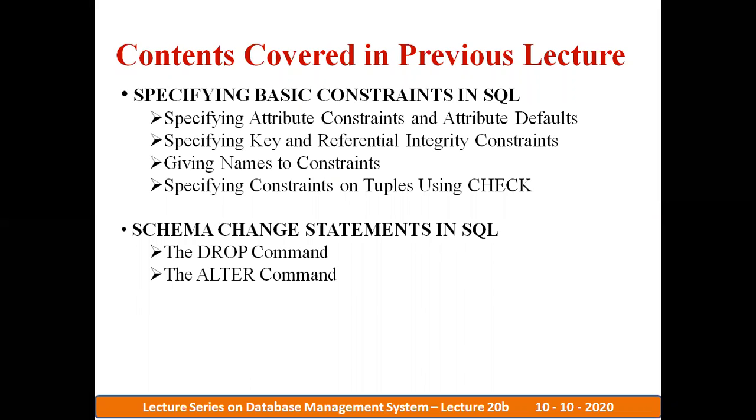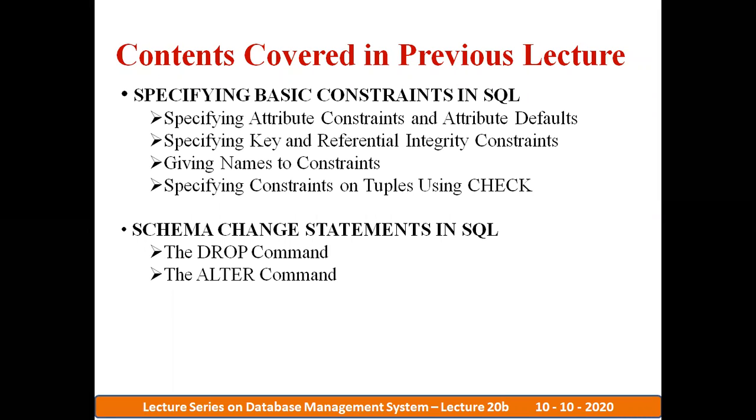Now, in the previous video, we discussed specifying the basic constraints in SQL. In that, we discussed specifying the attribute constraints and the attribute defaults. In specifying the attribute constraints, we discussed not null, check, unique, and default. These are the four constraints we discussed with the attribute constraints. Then after that, you have seen how to specify the key constraints, and we also discussed the referential integrity constraints.